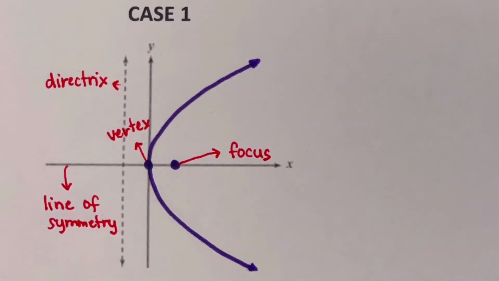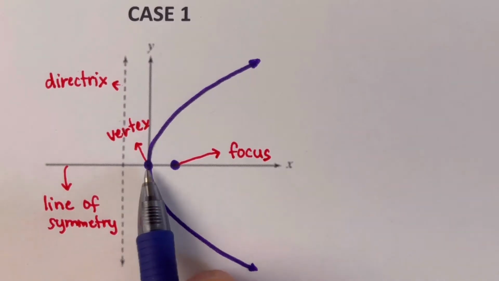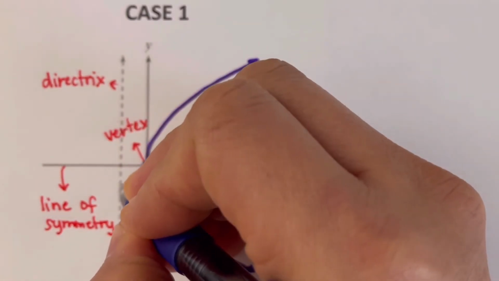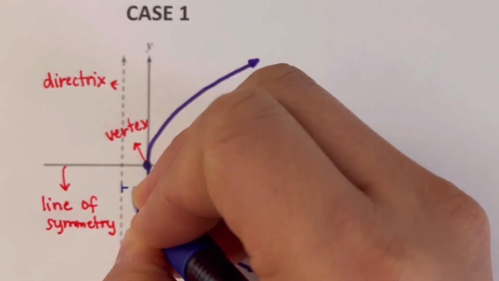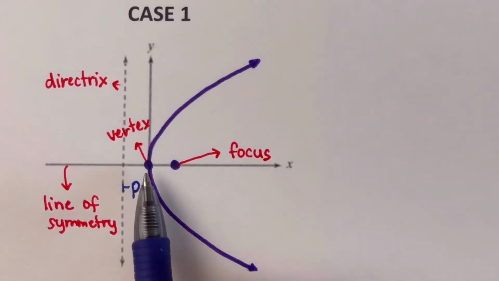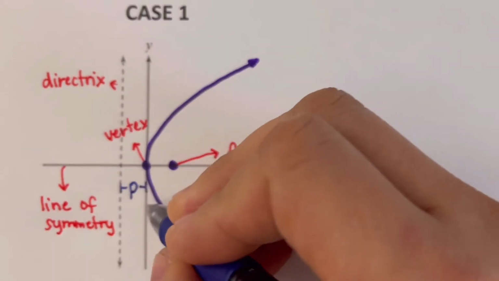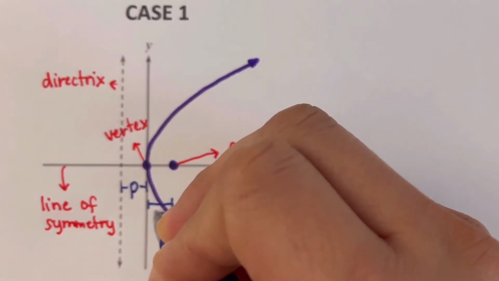Please remember that the distance from the directrix to the vertex is represented as p. So I'm just going to go ahead and label that up here. So this is represented as letter p. Now the distance from the vertex to the focus is also represented as p. So this is another p right here.